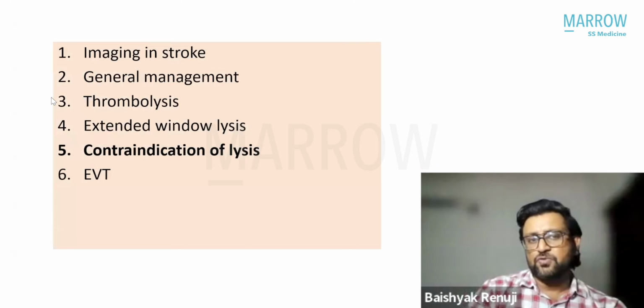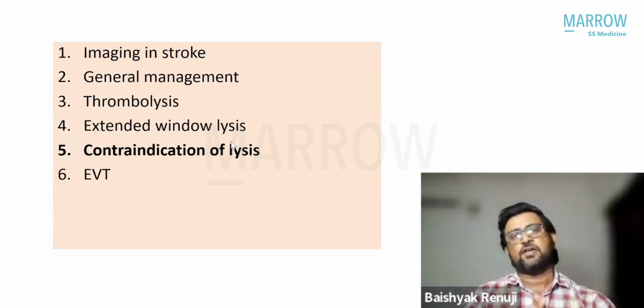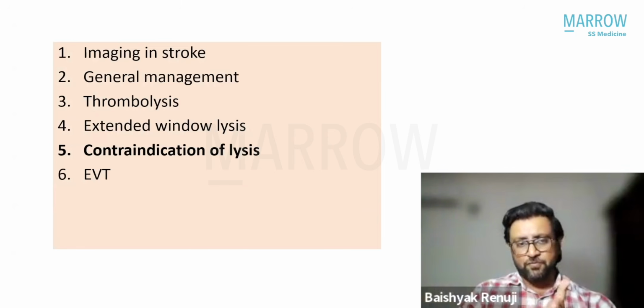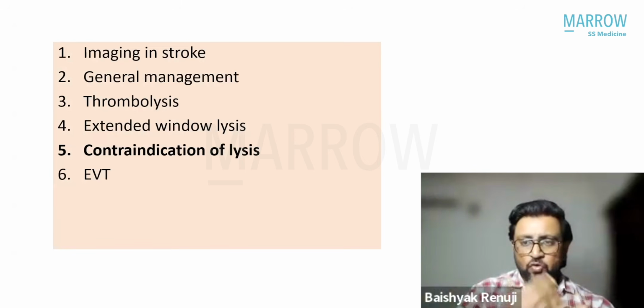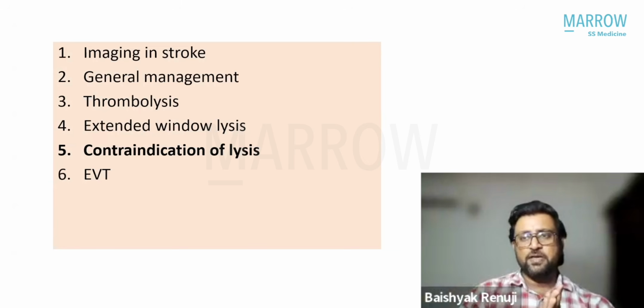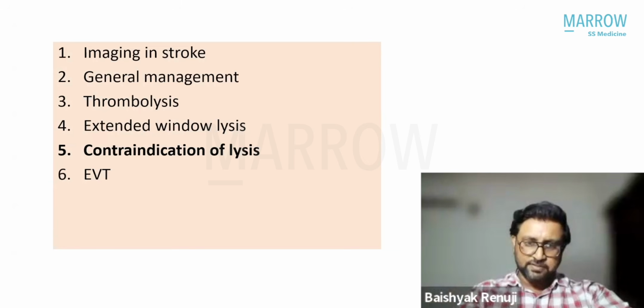So we discussed the extended window lysis. Basically, extended lysis: wake-up stroke within 4.5 hours, MRI lysis. If it is beyond 4.5 hours, then you go with perfusion. If it is an LVO, whether it is wake-up or non-wake-up doesn't matter. If more than 4.5 hours and cannot be taken for EVT, then you can offer lysis with evidence level 2B, and you have to make sure there is salvageable brain tissue. That is what we have for extended window lysis.